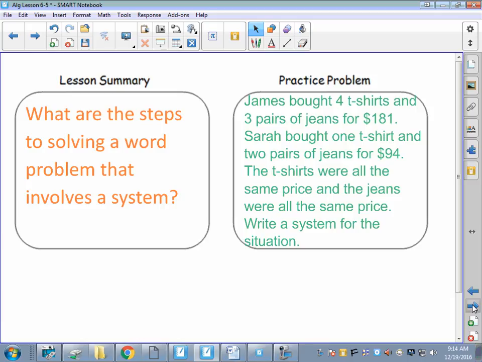Jot down anything that you may have missed that I didn't give you enough information for that we need to talk about to make sure that you have all of the blanks filled in that you need in order to do these.